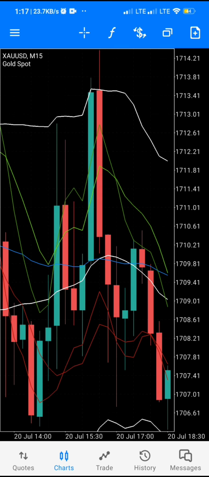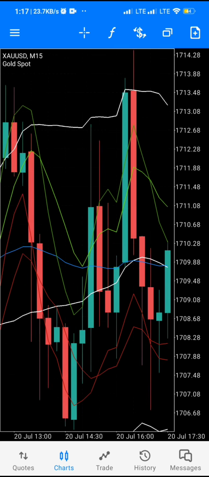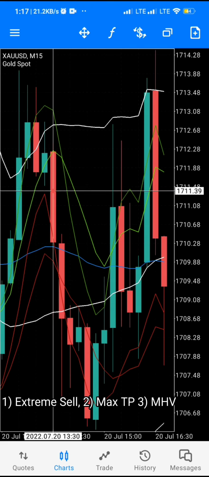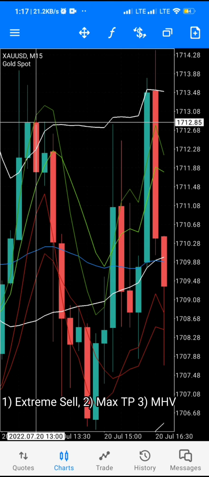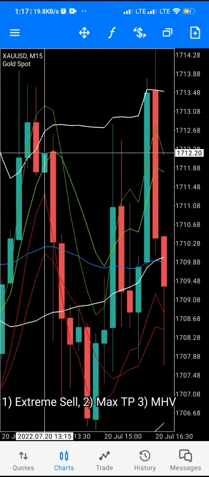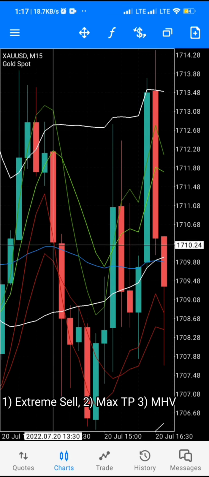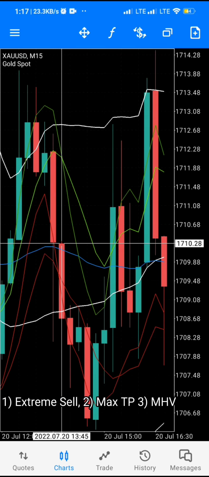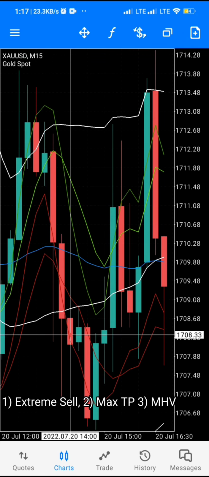Okay, so let's go over that again. Check for extreme here, then enter sell. Take your profits when it taps the MA lows. You can enter buy, but that's the next setup I'll teach.